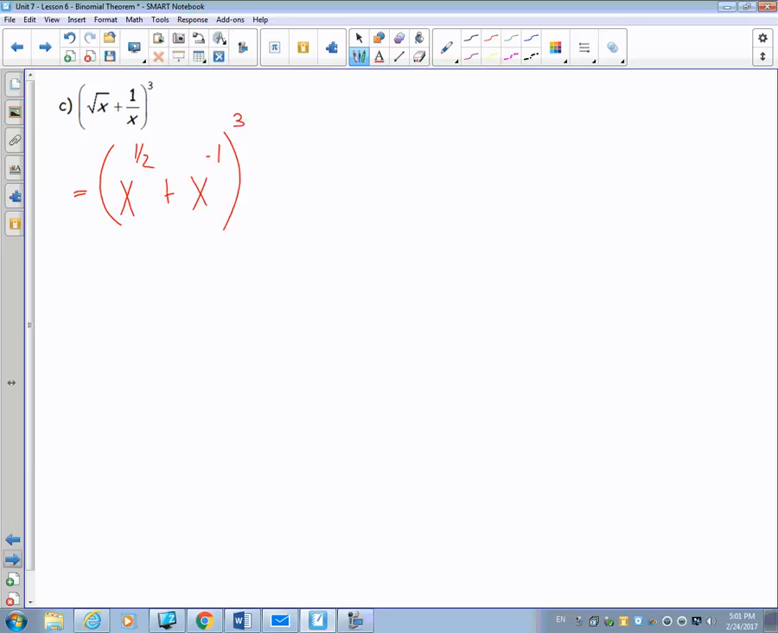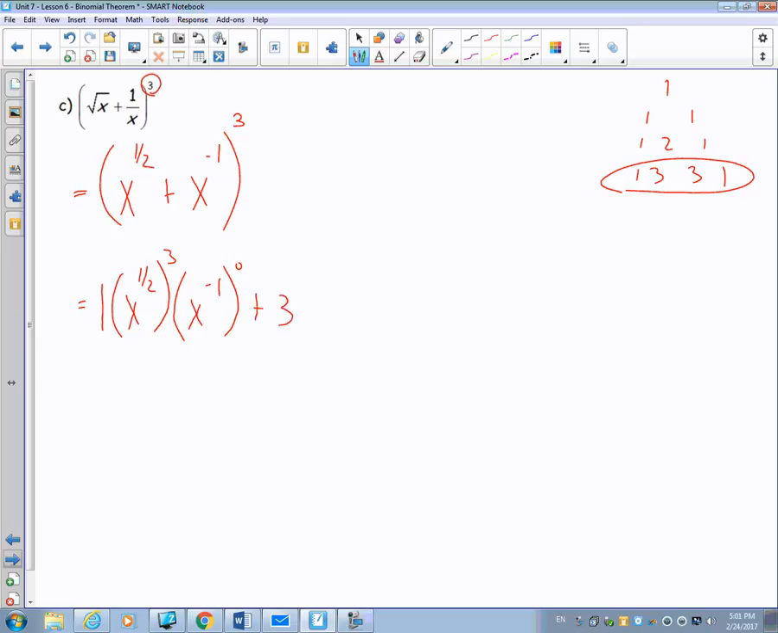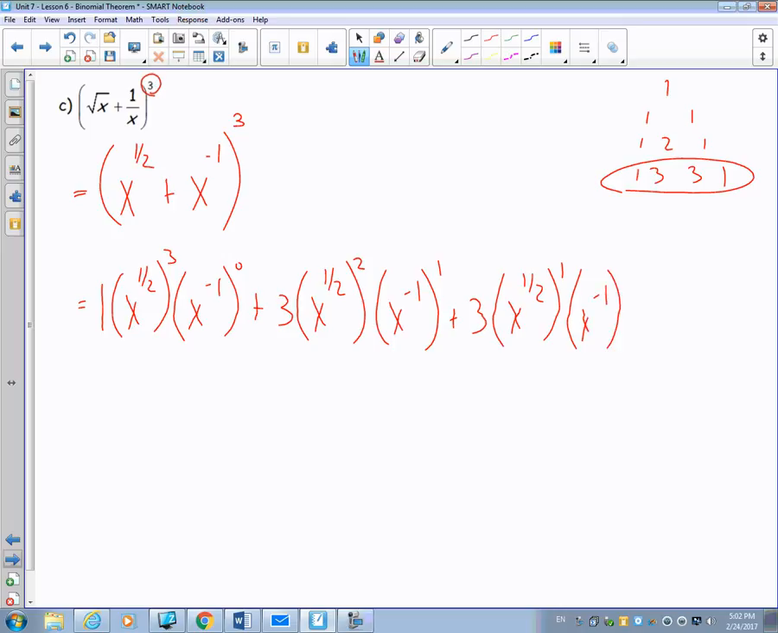Okay, Pascal's triangle. We need the parts and pieces. 1, 1, 1, 2, 1. Third row, right? Here's third row. Third row because n is 3. Okay, so 1. My first piece to the power of the exponent. Second piece to 0. Plus 3. Down 1 with the exponent. Up 1 with the exponent. Plus 3. Down 1 with the exponent. Up 1 with the exponent. Plus 1.